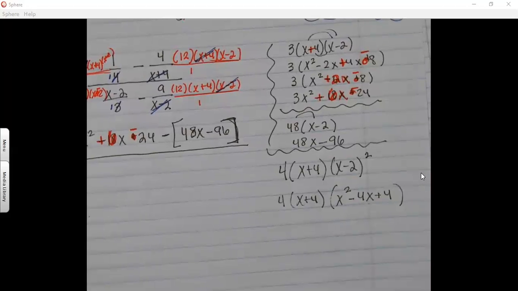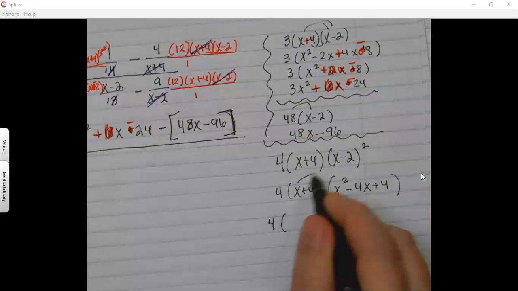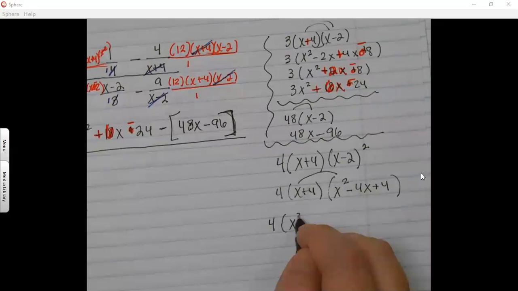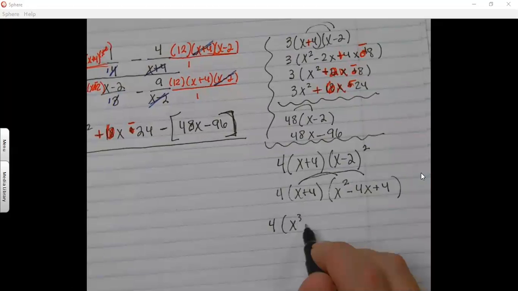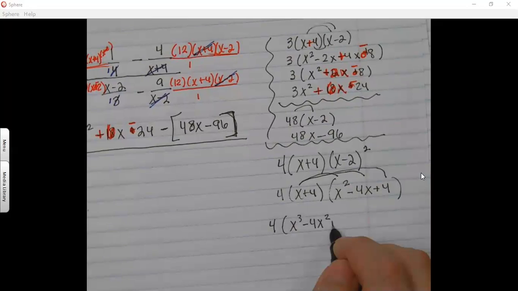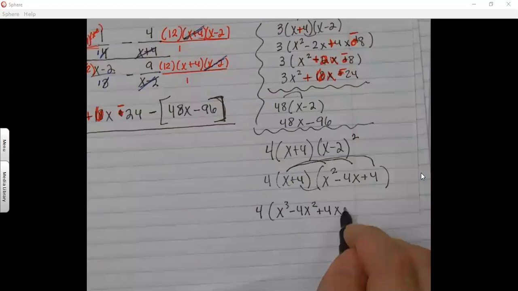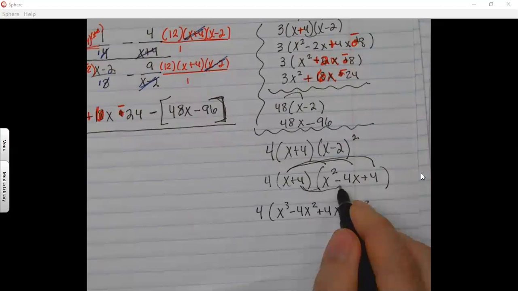Now we'll have to multiply that with x plus 4. And we could do the box method, or we could distribute. I might as well just distribute. So x times x squared is x cubed. x times negative 4x is negative 4x squared. x times positive 4 is positive 4x. If I make a mistake, you'll tell me sooner than later. Distribute the 4. That's plus 4x squared, minus 16x, plus 16.